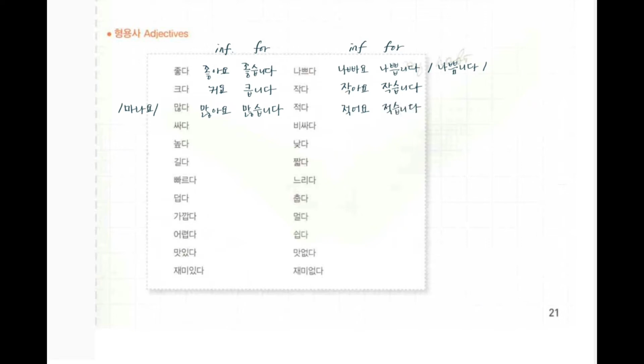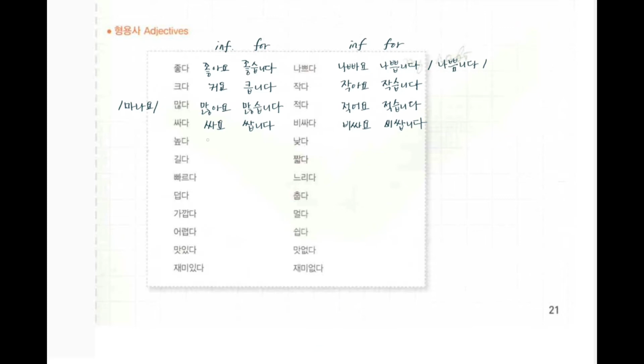좋습니다. 싸다 갑시다. To be cheap. 싸요. Formal, 쌉니다. Something is expensive. 비싸요. Formal, 비쌉니다. This is an easy one. 자, 높다 갑시다. Something is high. 높아요. Formal, 높습니다. 자, the opposite word 낮다.